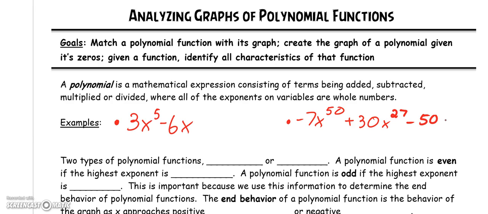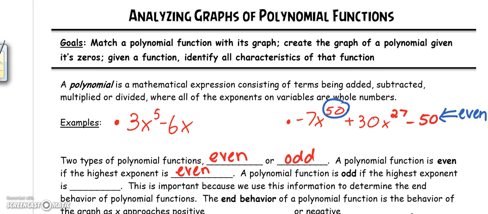they are not fractions. So let's look at two types of polynomial functions. We could have even or odd. A polynomial function is even if the highest exponent is even. So if we look at our two examples, this one would be even because the highest exponent is 50. A polynomial function is odd if the highest exponent is odd. So looking at our examples, this one has an odd exponent for the highest one, so that's an odd function.